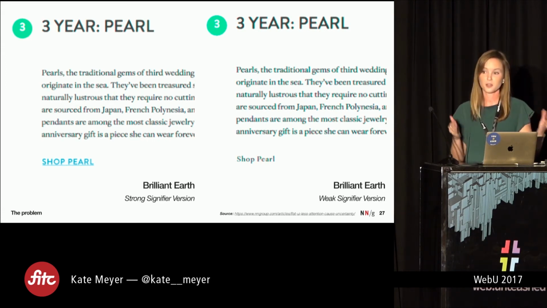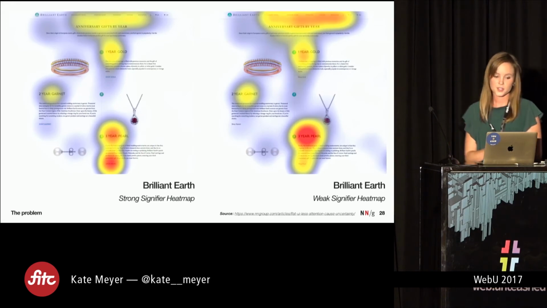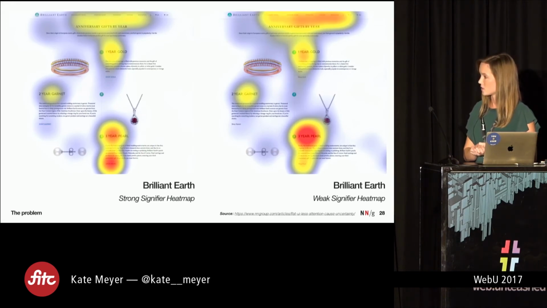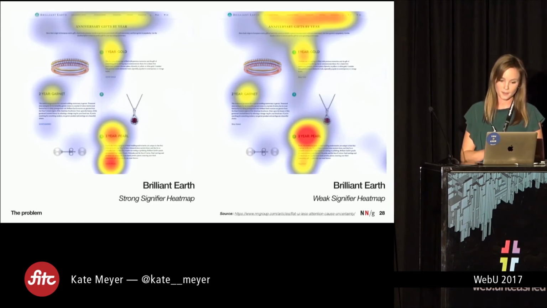Okay, so we have these two very different versions of the same page. How are users going to respond to this? This is the heat map. These are the heat maps for both of those versions. On the left is the strong signifier heat map, and on the right is the weak signifier heat map.